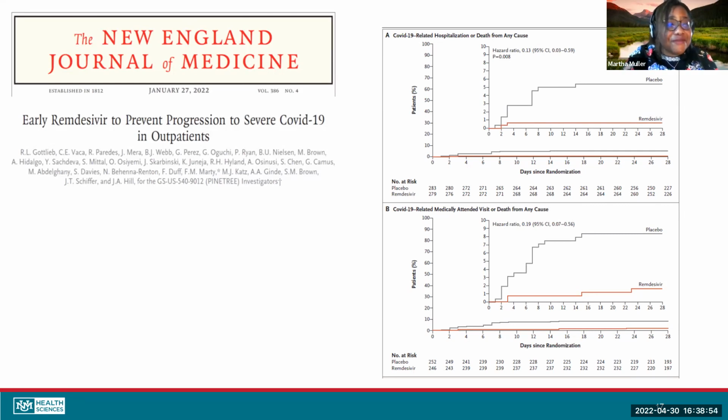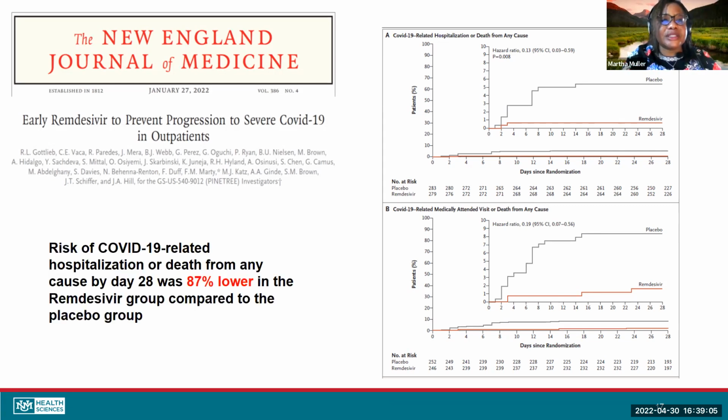The primary efficacy endpoint was a composite of hospitalization related to COVID-19 and death from any cause by day 28. And what they found was that the risk of COVID-19 related hospitalization or death from any cause by day 28 was 87% lower in the remdesivir group compared to the placebo group, which was fantastic because it established the effectivity of remdesivir to be used now in the outpatient setting.